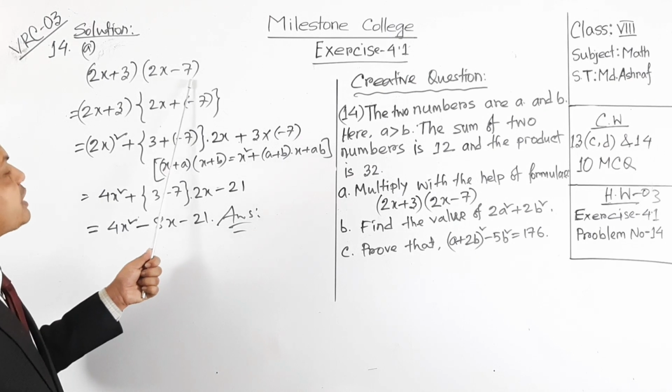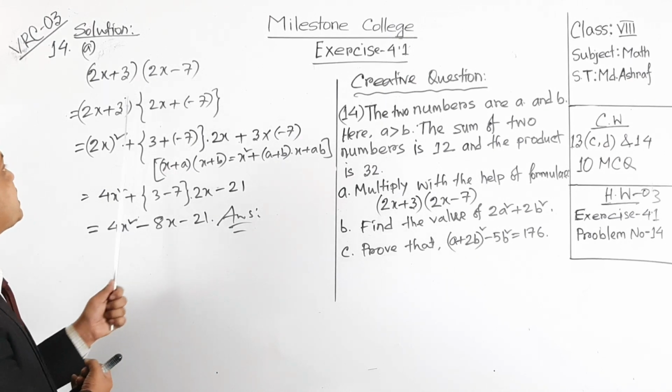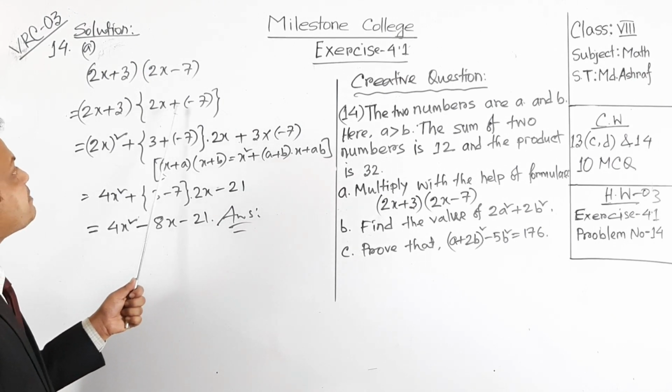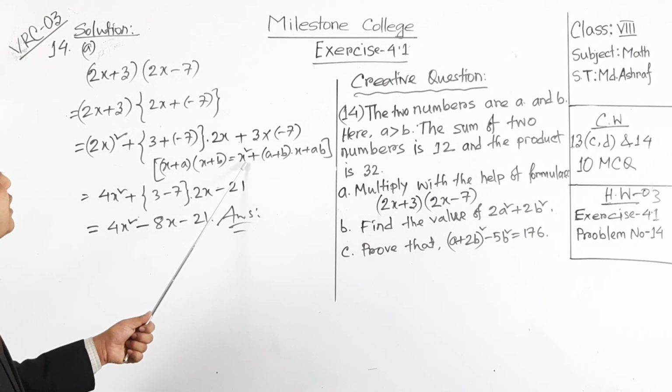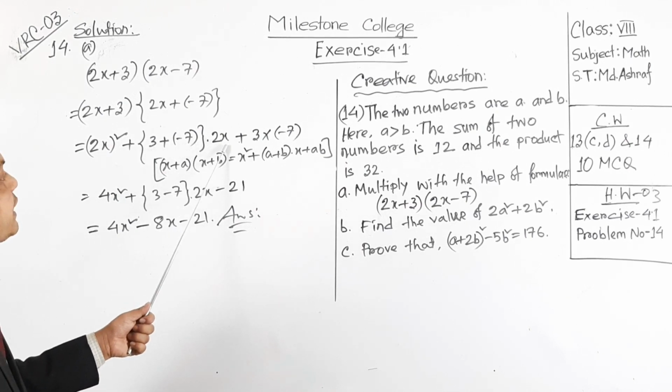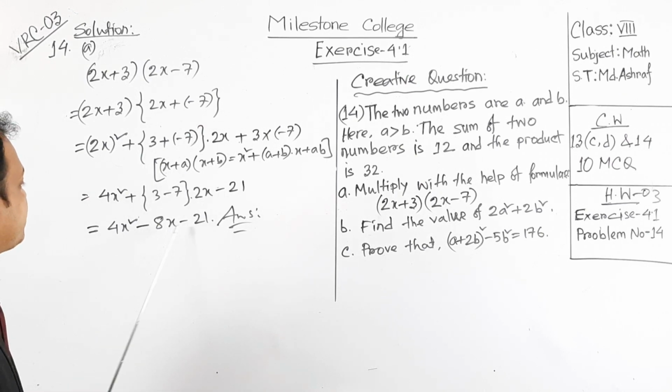So 2x plus 3, 2x minus 7. We form the formula x plus a, x plus b. Now apply the formula x square plus (a plus b) into x plus ab, a multiplied by b. Now by calculating we have got the result.